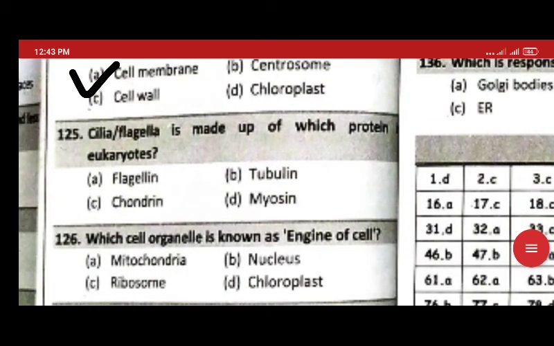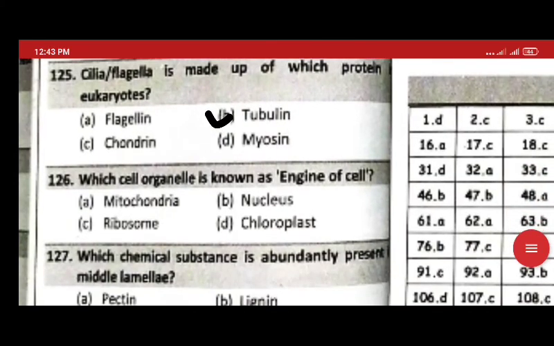Cilia and flagella are made of tubulin protein. So option B is right. 126, which cell organelle is called the engine of the cell? So the engine of the cell is what? Nucleus. It's called the brain of the cell.